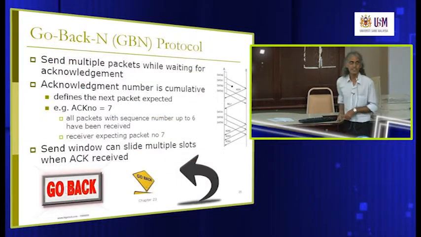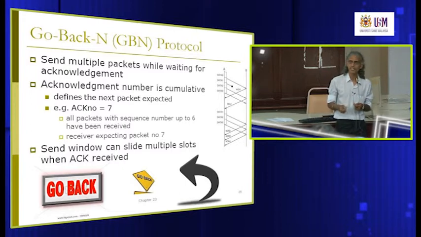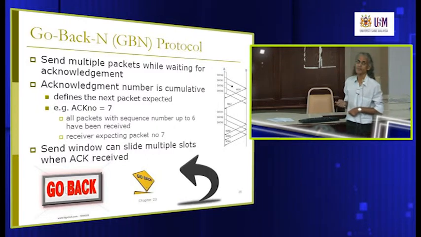So the third one, this particular go back end protocol tries to improve on this situation, whereby it will send one acknowledgement for multiple packets. That means the sender is free to send a few packets at the same time, and the receiver will reply one acknowledgement for multiple packets received. Right? This was what he meant by go back end. So the acknowledgement number is cumulative.